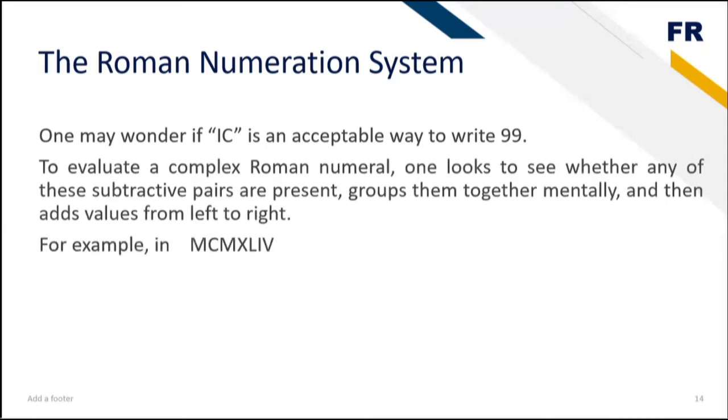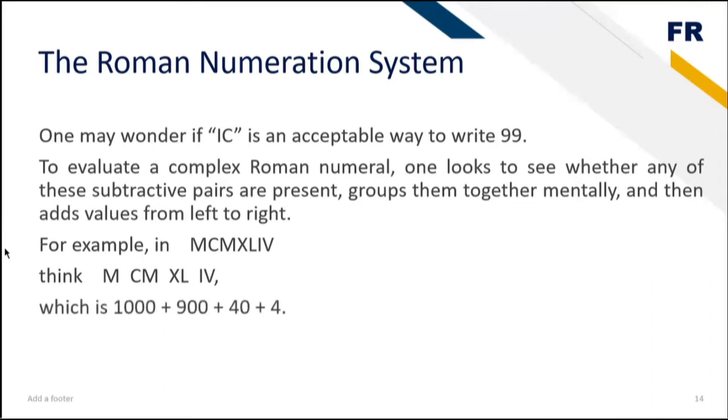For example, in MCMXLIV, think M, then CM, then XL, then IV. So yung M natin is equivalent to 1,000. Then yung CM is 900. XL is 40. Then yung IV ay 4. So we have 1,000 plus 900 plus 40 plus 4, which is equivalent to 1,944. Okay?